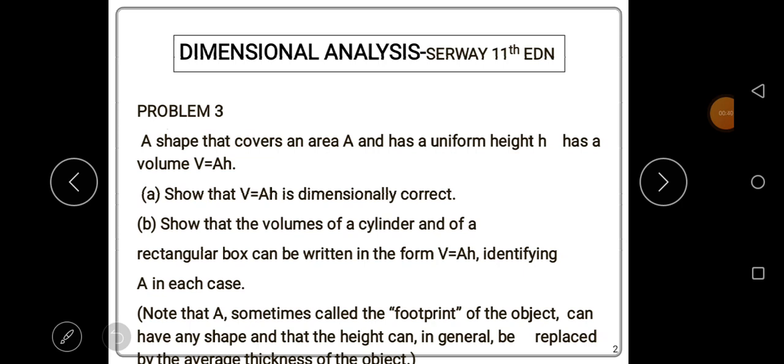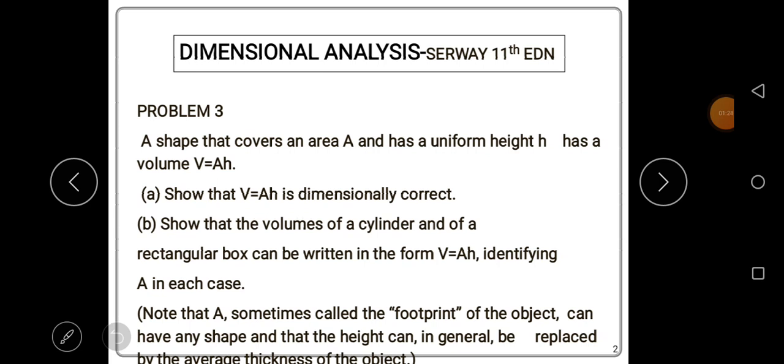The question reads, a shape that covers an area A has a uniform height h and has a volume given by this equation. So V is equal to AH. V stands for volume, A is the area, then H is the uniform height. So A, they are asking us to show that V is equal to AH is dimensionally correct.